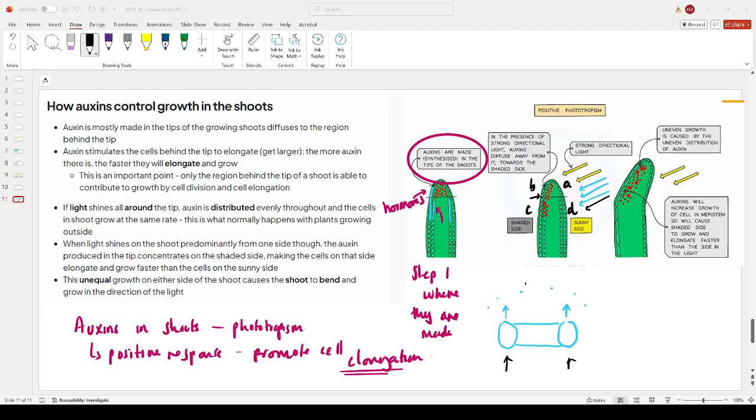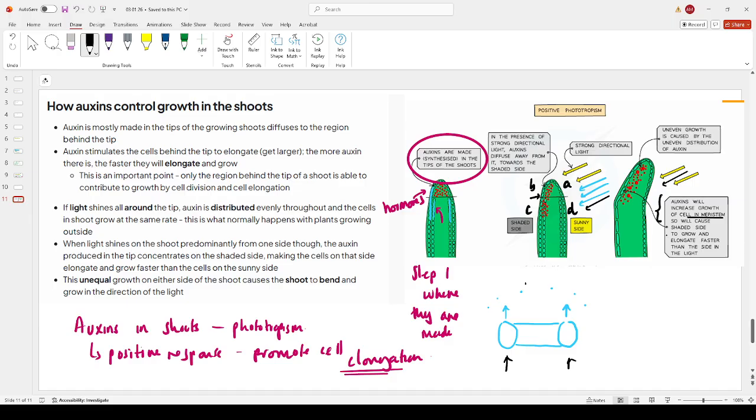So let's have a look here. It says uneven growth is caused by the uneven distribution. So you can see that here. Auxins will increase growth of cells in meristem, so will cause the shaded side to grow and elongate faster. Guys, can you just mention that auxins will increase the growth in meristem? Because I think some of us will forget that.